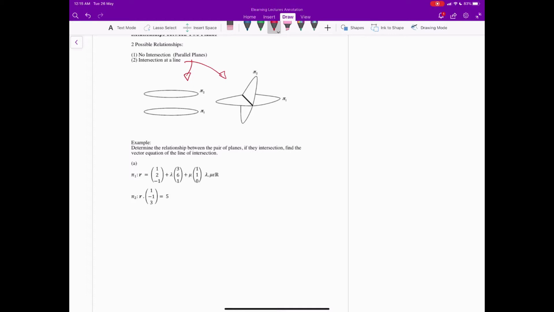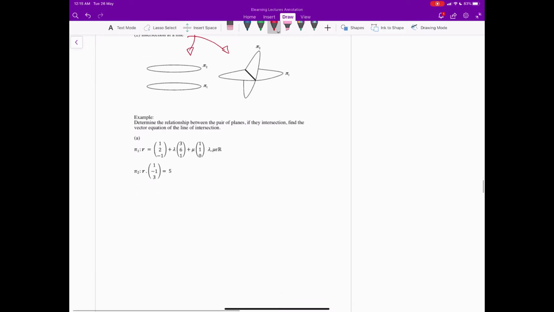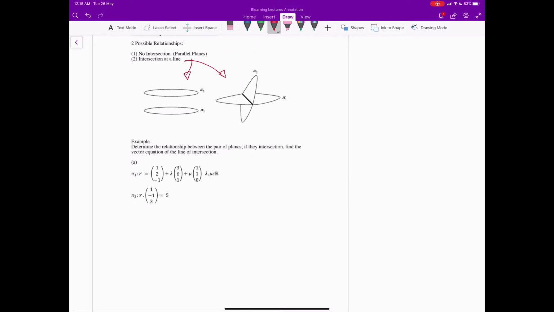Obviously there's a third kind. The third kind is actually the planes are the same. Planes being the same essentially just means that the planes are parallel and the normal and the constant at the back are the same. So you just have to compare the normal, compare the constant. If they are exactly the same, it means that the planes are the same. But generally it still falls under parallel planes.